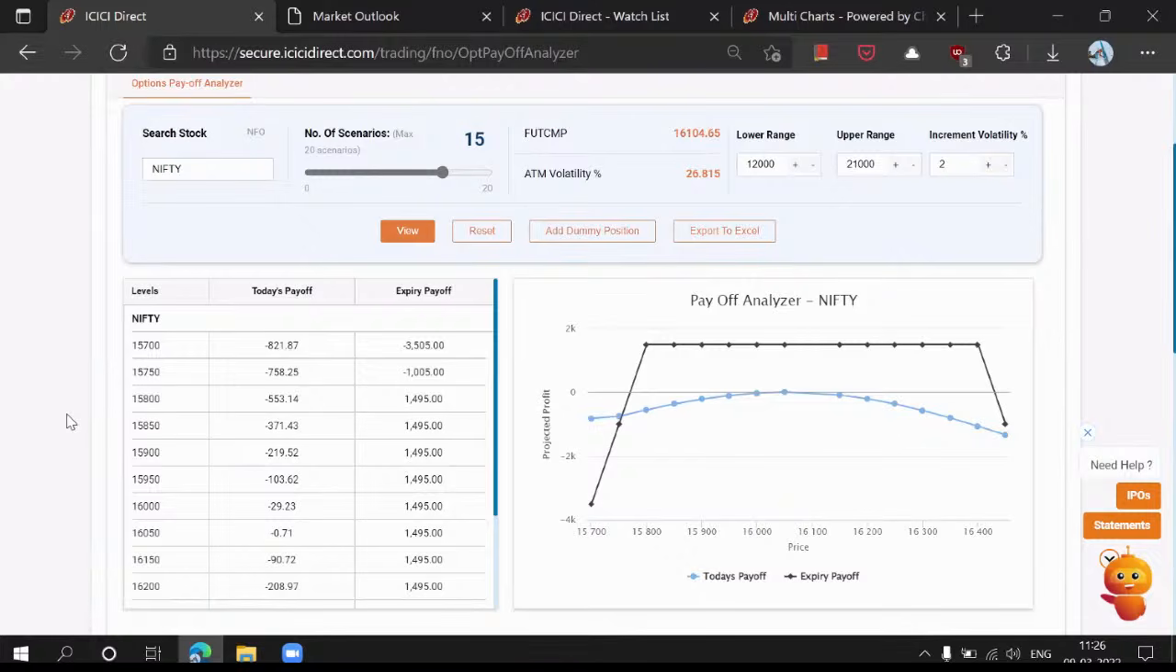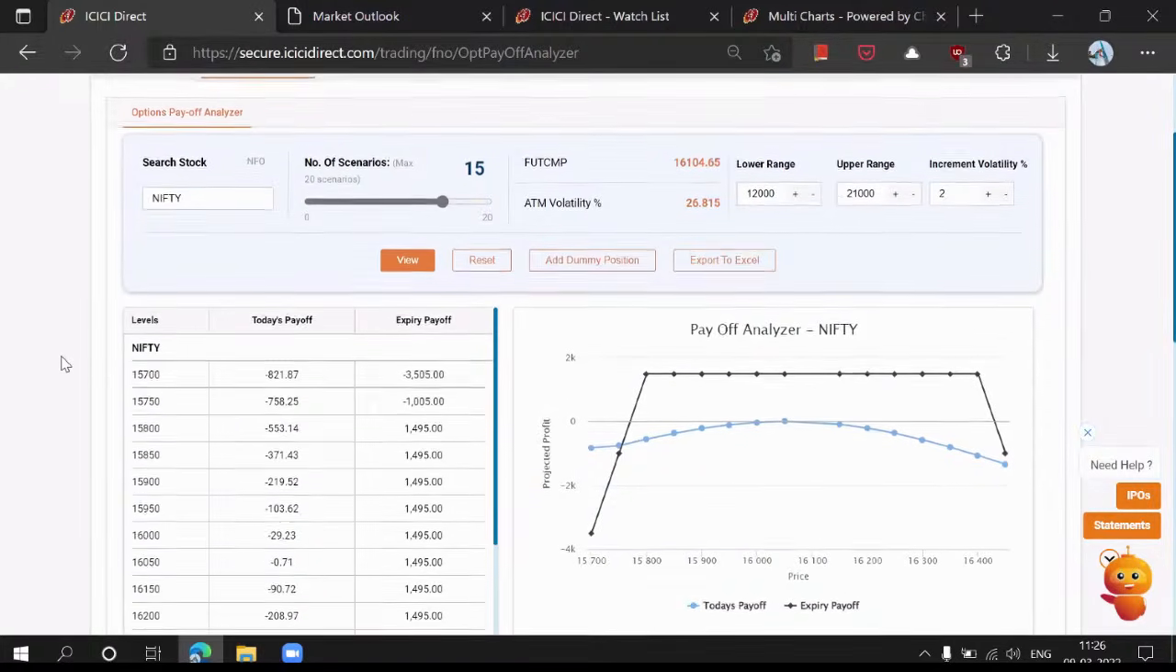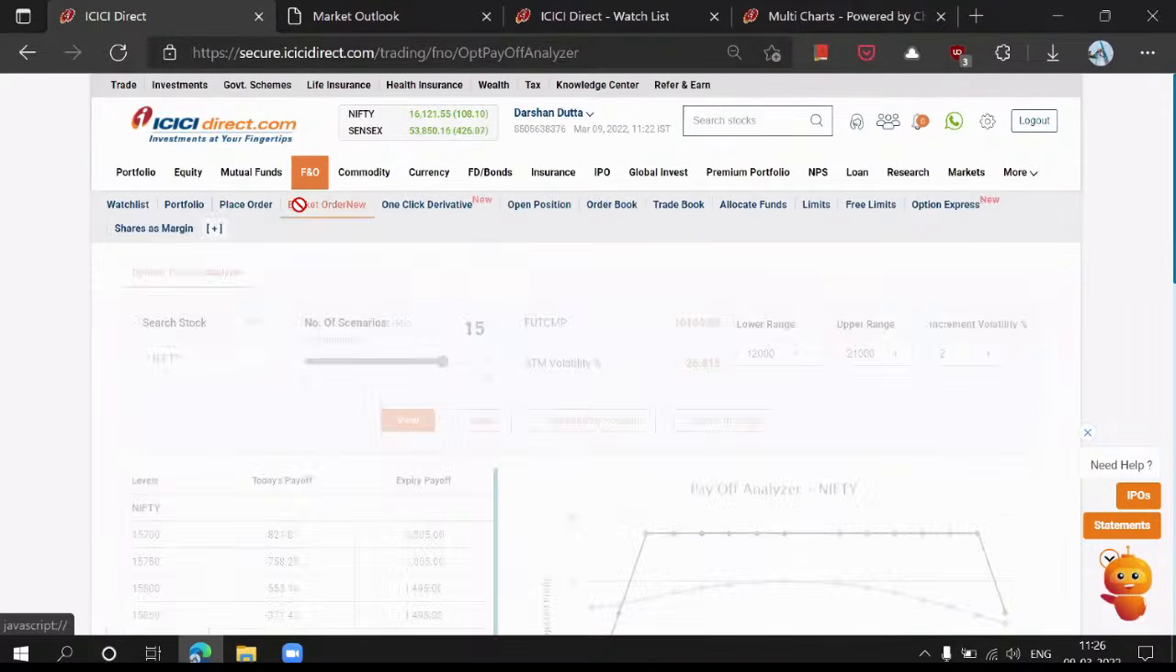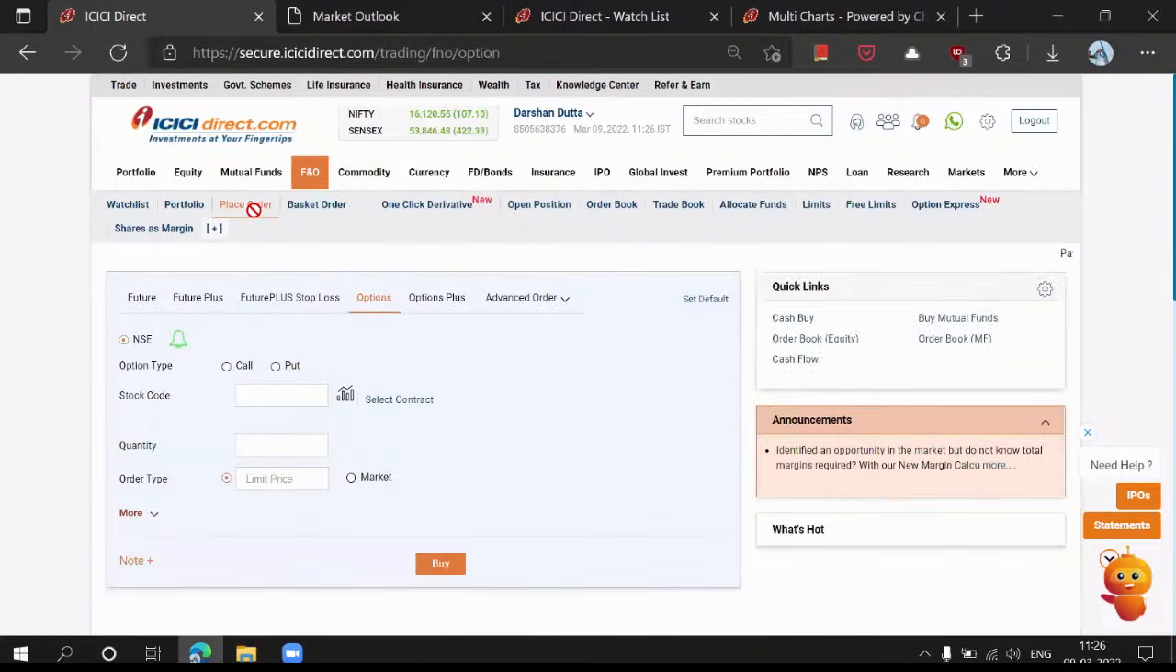Now let's just do a simple trade. Then we will also show you a basket order, where you could optimize your margins and then place it. Let's place a first trade first, and then we'll show you.